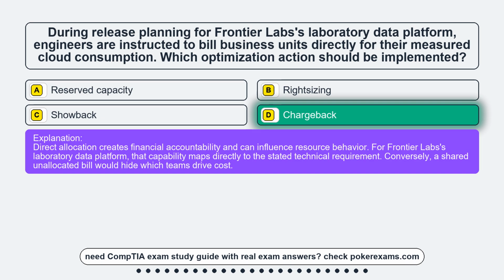Direct allocation creates financial accountability and can influence resource behavior. For Frontier Labs' laboratory data platform, that capability maps directly to the stated technical requirement. Conversely, a shared unallocated bill would hide which teams drive cost.